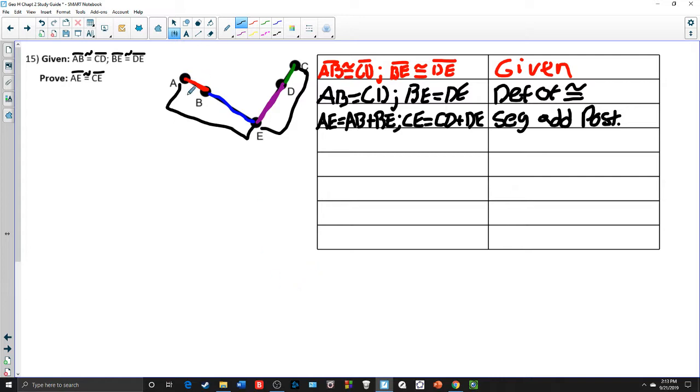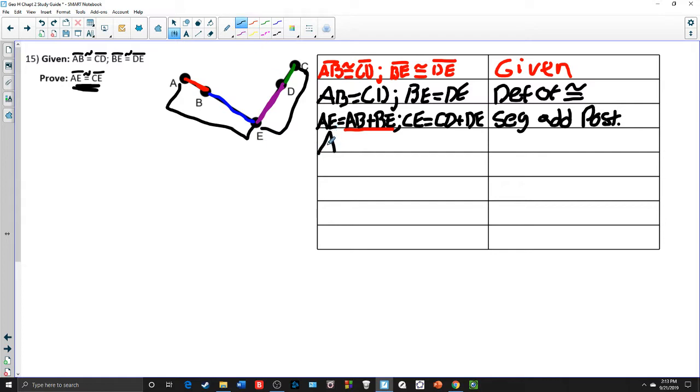Now I need to find a way to link this, because again, my goal is to link up AE with CE. I want to get them congruent. I want to get them together. So I need to think about, can I replace something in their sums so I can get this sum equal to this sum? Now, I can also go backwards. I can try to get CE to equal AE, but let's stick with one at a time. So let's see if I can try to get this here to be equal to that there. Are there some substitutions I can play with?